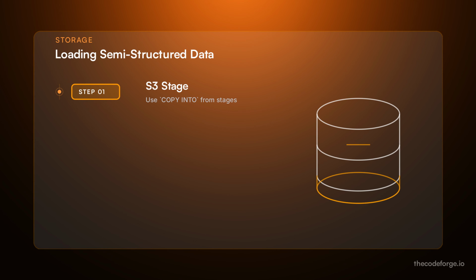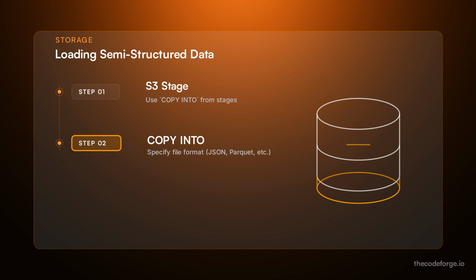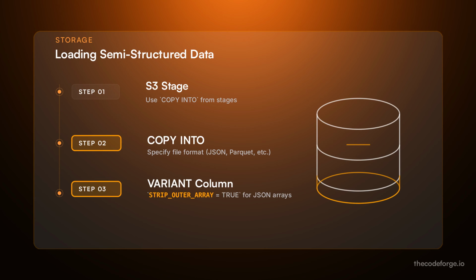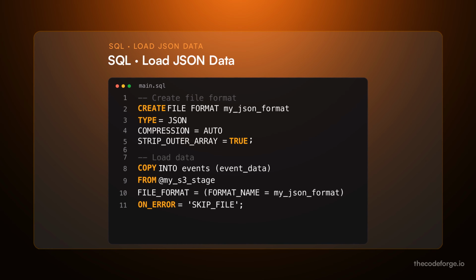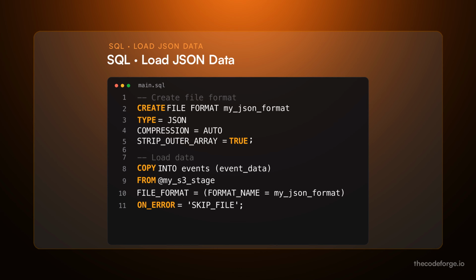Snowflake supports loading semi-structured data from internal or external stages using COPY INTO. You specify the file format, like JSON, Avro, or Parquet, and for JSON arrays, use STRIP_OUTER_ARRAY equals true. The data loads into a variant column, then into the events table. First, create a file format specifying the type as JSON. Then, use COPY INTO to load data from your stage. The STRIP_OUTER_ARRAY option loads each object in a JSON array as a separate row.